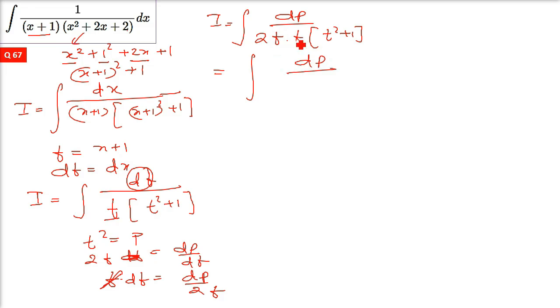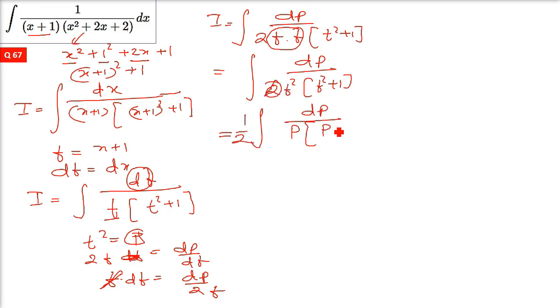This is dp and this is 2t square and t square plus 1. I'm just writing it because I want to show you why this p was taken as t square: wherever t square is there, we'll replace it by p. So this is dp, half will come outside. This is p and this is p plus 1.